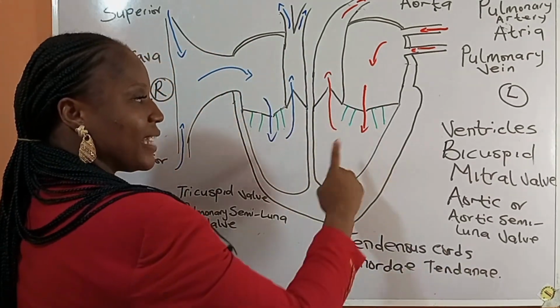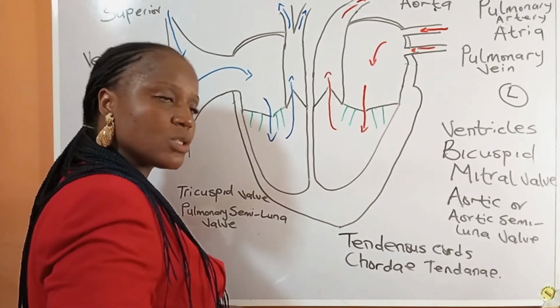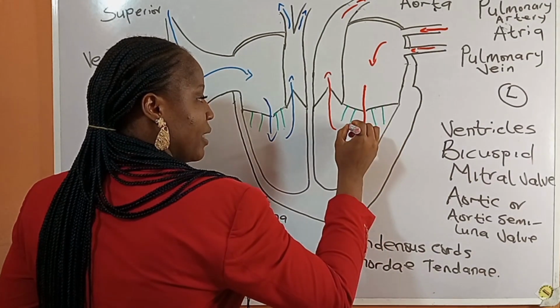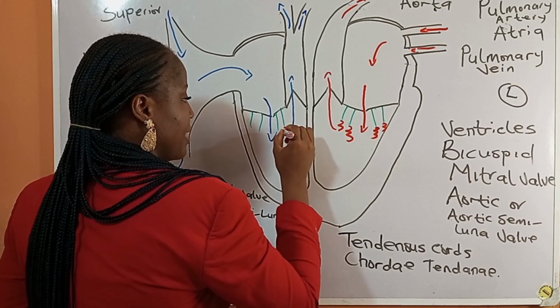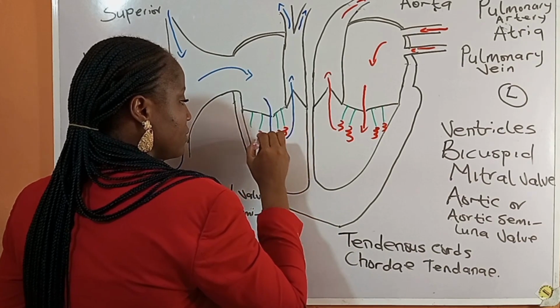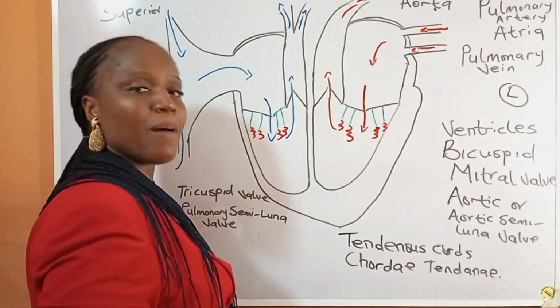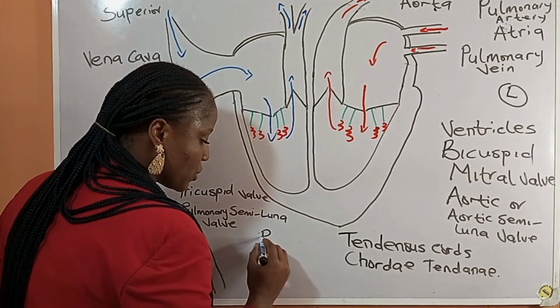And then these chordae tendineae, or the tendinous cords, are buried into the walls of the ventricle by a fibrous muscle. You see, they are buried by a fibrous muscle called the papillary muscle. The what? The papillary muscle.